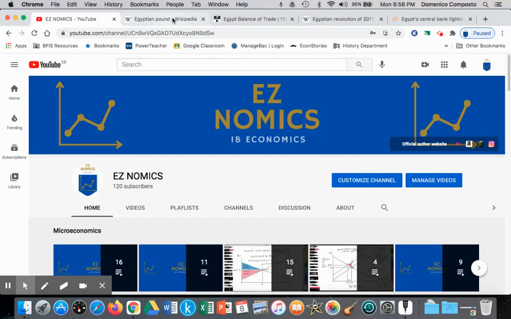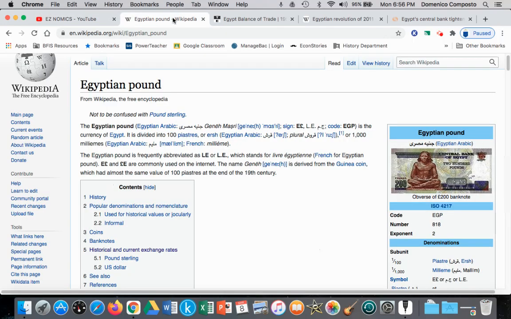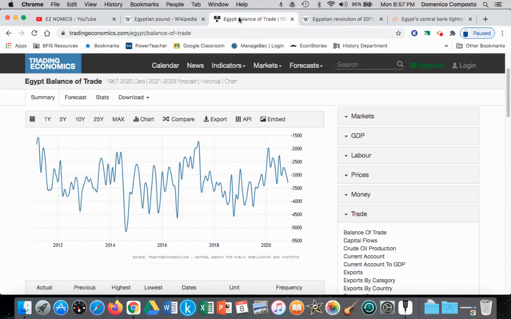In this case, we're going to look at the Egyptian pound as an example. It will not be perhaps a 100% accurate historical example, but we're just going to use it to illustrate how a central bank can maintain its pegged or fixed exchange rate. We'll notice that with Egypt, it has a trade deficit. In this chart, we can see that it is importing more than what it is exporting.